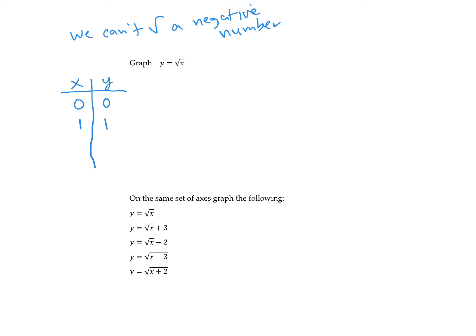I'm going to skip over to 4. If I square root 2 or 3, I'm going to get a decimal, so I'm going to skip to 4. Remember, you can use whatever x you want. Square root of 4 is 2, and then I'm going to skip over to 9 because I know the square root of 9 is 3. So this is my basic square root graph.